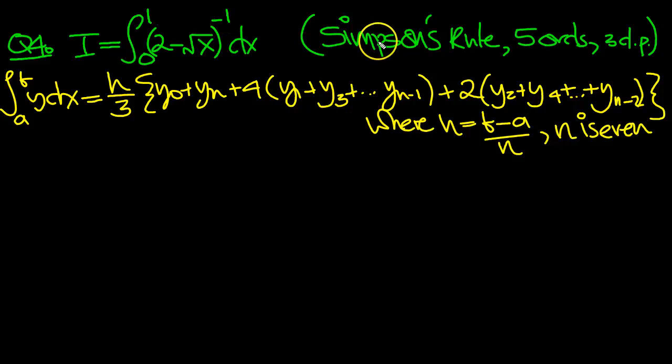Evaluate this integral using Simpson's rule with 5 ordinates to 3 decimal places. So let's have a look at that then. Here's the formula here. So the first thing we need to do is work out h. b minus a over n.